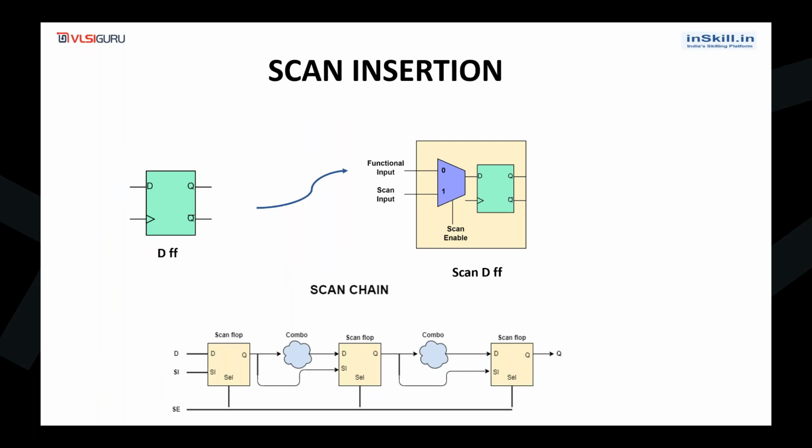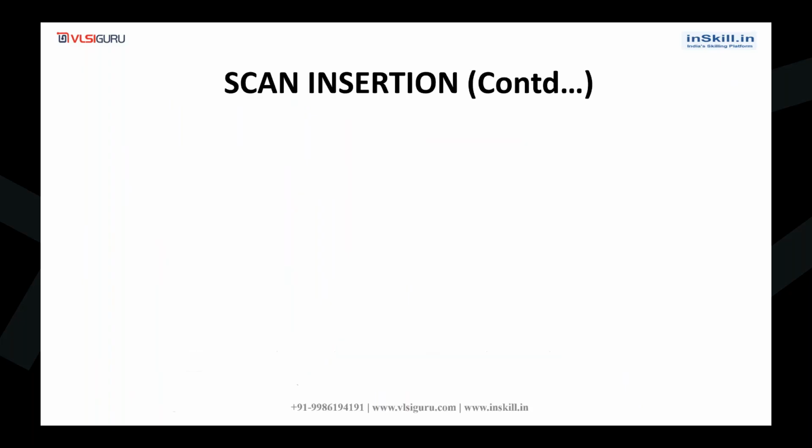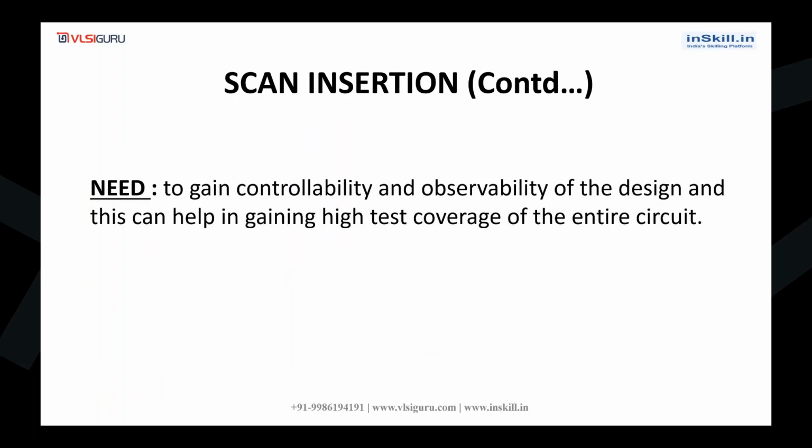Now we will try to understand the need of scan insertion. Why do we need to convert all the normal flops to scan flops, and why do we need to stitch the scan flops into a scan chain? Why do we need to do all those things? The need of scan insertion is actually to gain controllability and observability of the design. In order to easily control and observe our design, we will be going for scan insertion.